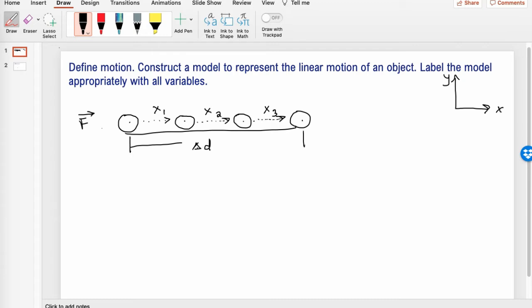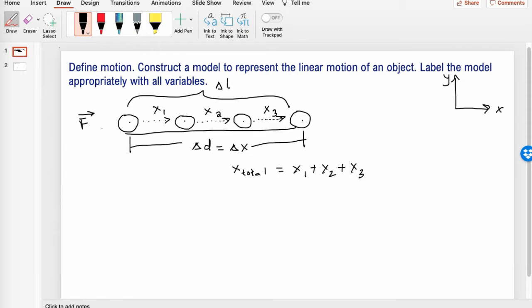in distance. Remember, the delta symbol means change. And for us, this distance was along the x-axis. All right? And so all of this from here to here represents the total. And the total is obviously x1 plus x2 plus x3, right? That's easy enough. Now, there is a total amount of time that was measured, and so delta t, and obviously we could measure delta t from here to here, from here to here, and then from here to here.